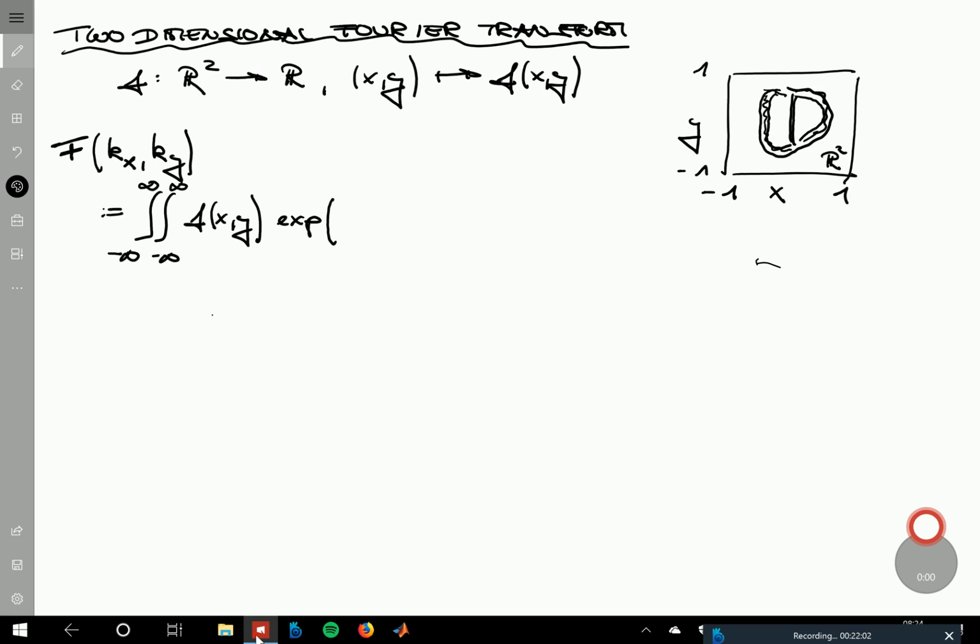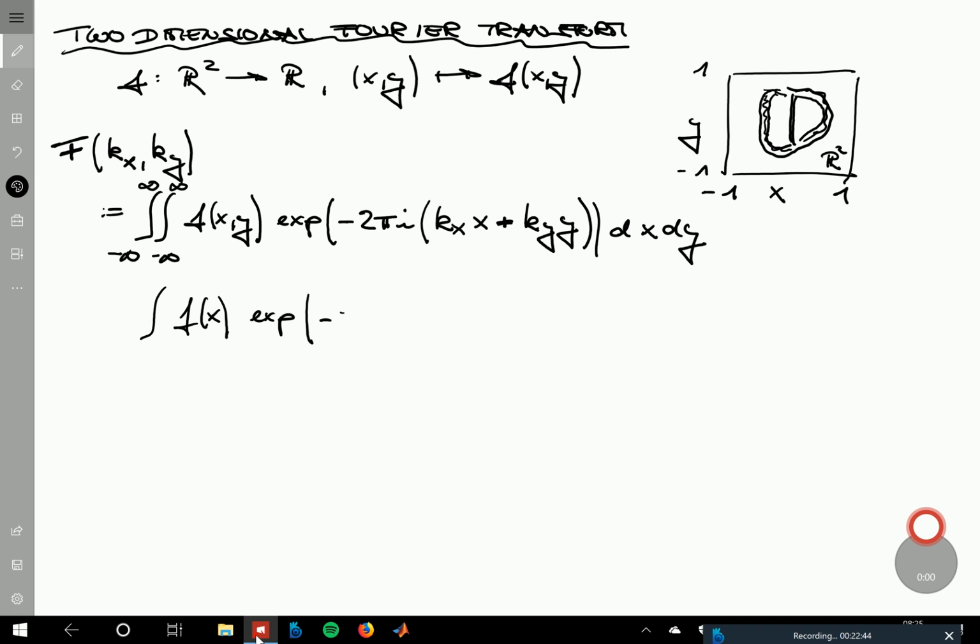And also, as in the 1D case, multiplied with a complex exponential. The difference is that instead of only having an omega x there, we have this kx and ky. So the two arguments of the image function are multiplied with these k parameters, added and then integrated over. But this is really completely analogous to the 1D case. So think about the 1D case. The 1D case is this. It's just an additional y there.